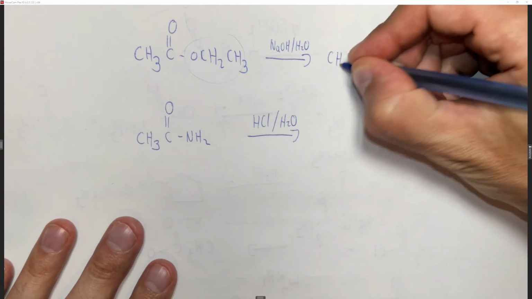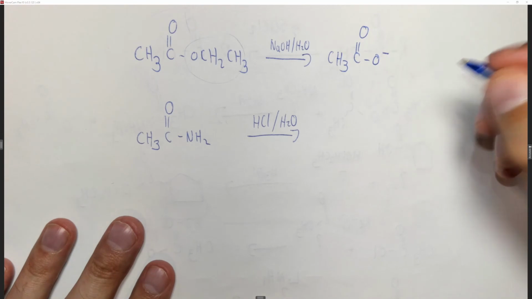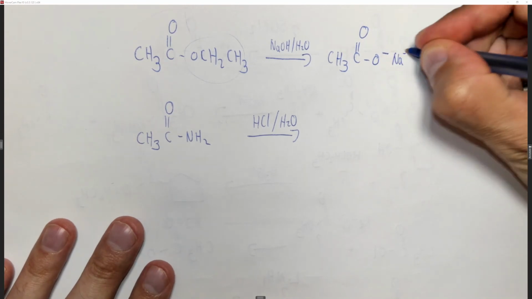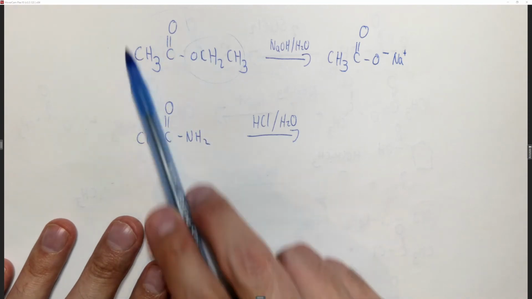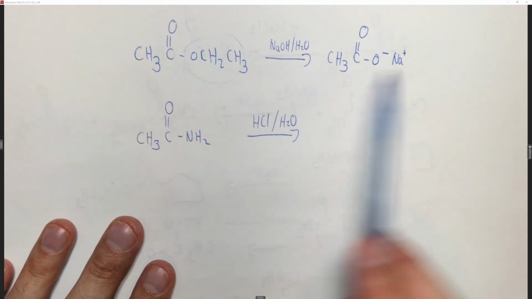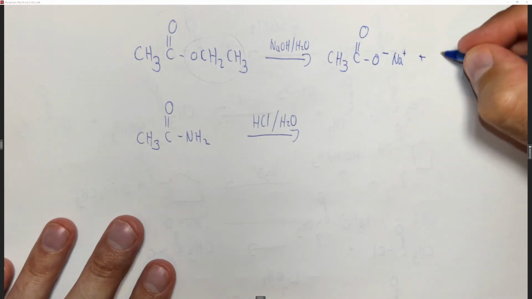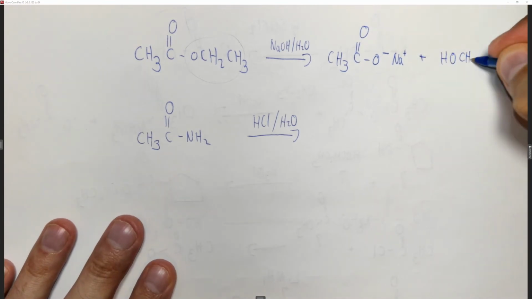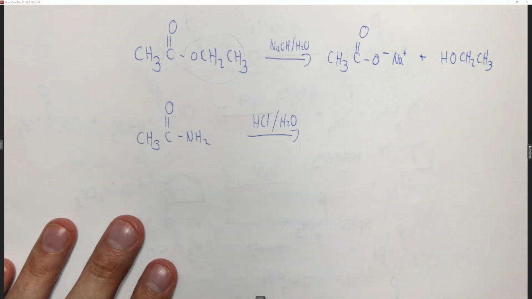So here we have CH3-C=O-O minus. And you can put Na+ there if you prefer, because it is NaOH. Remember, we can't get the whole carboxylic acid. We have to get the carboxylate because we have a base. The other molecule is HOCH2CH3, which is your leaving group, this one right here.